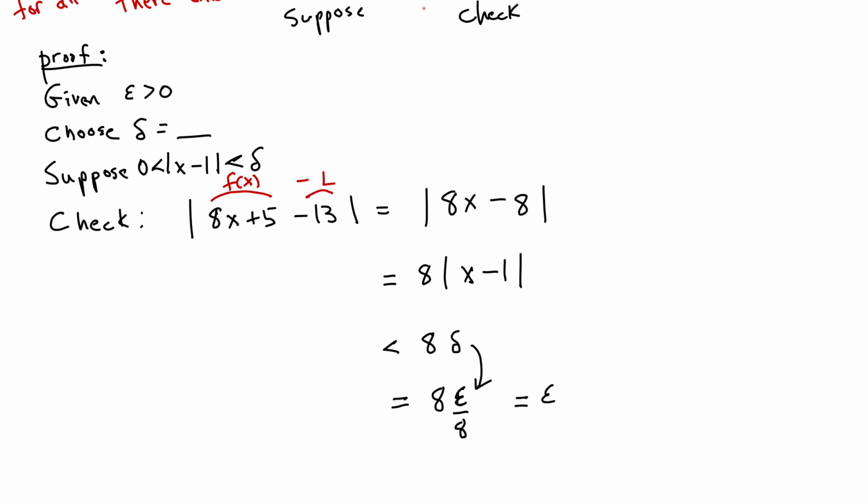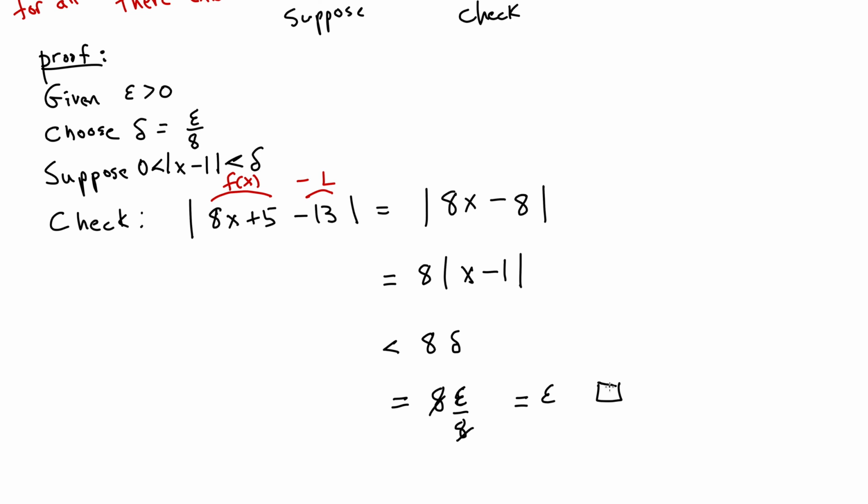So right here where I said, okay, let delta be epsilon over 8, that's where we go back up and plug it in here to our choose step. So I'm going to go all the way back up. I'm going to erase this blank line here and put in epsilon over 8. Okay, and that completes the proof. Our 8's cancel right here, and we are left with epsilon, and we've completed the proof.